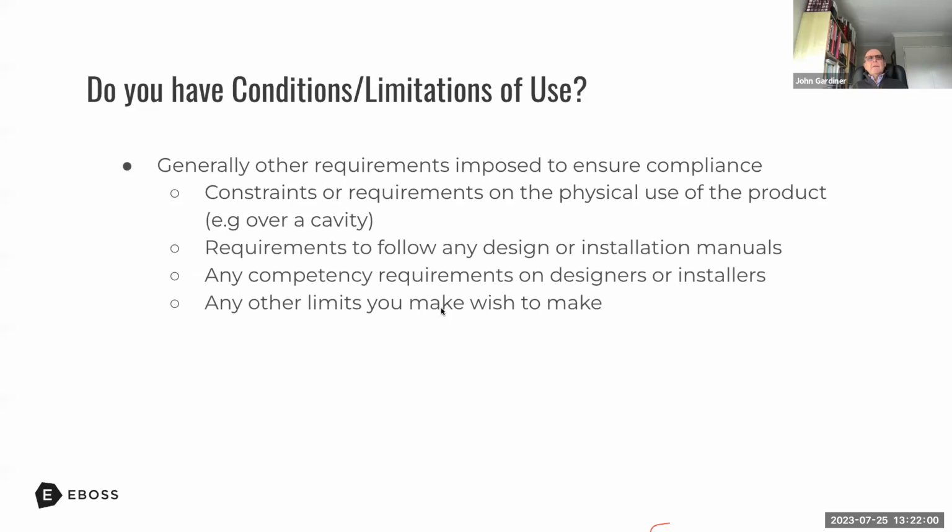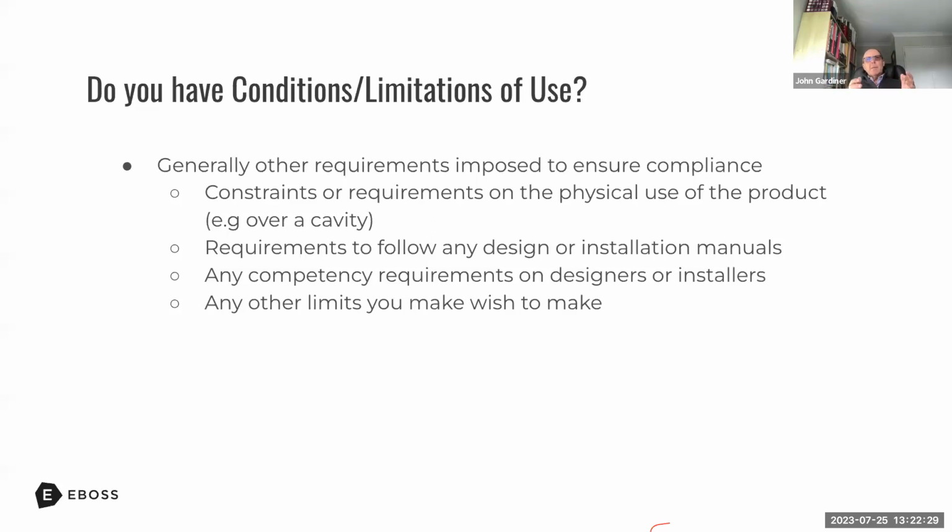Right, now the next thing to think about is if you want to impose any conditions and limitations of use. I talked in the previous slide about scope of use. There is a bit of a grey line between something that can be a scope of use or conditions and limitations of use. These things are not totally binary. So some of these things, particularly my first dot point, could actually be within the scope of use. This is just a tool to help you think your way through.